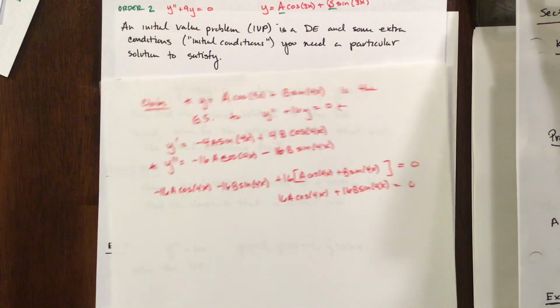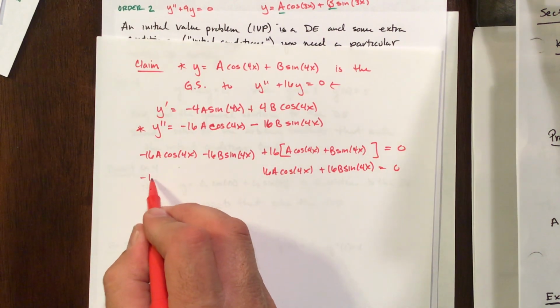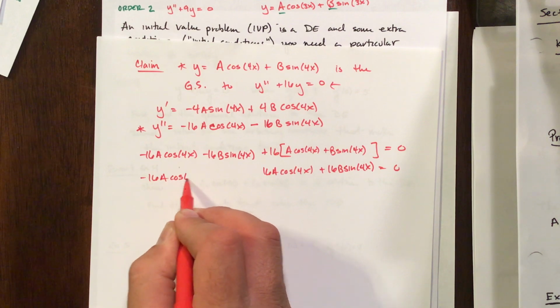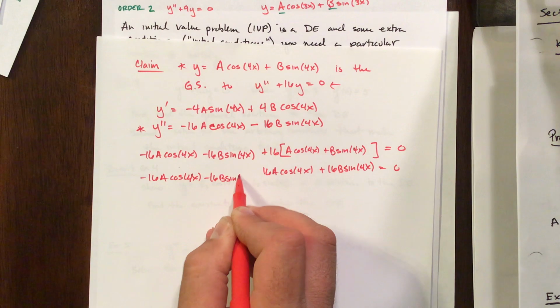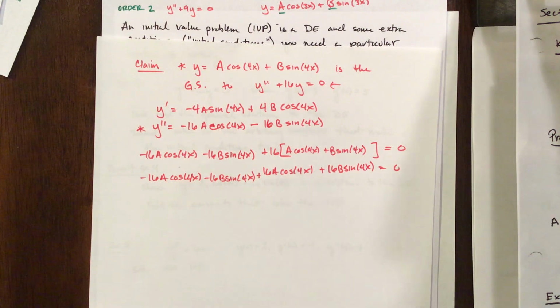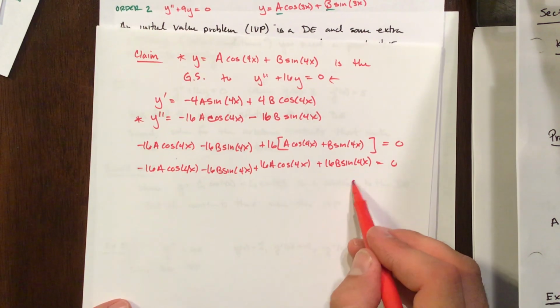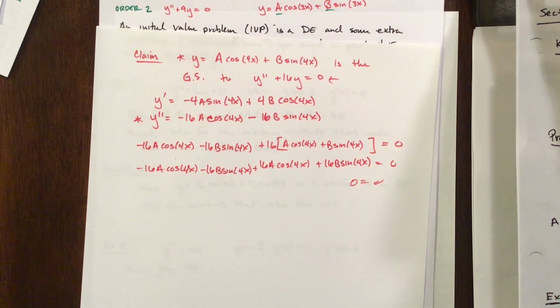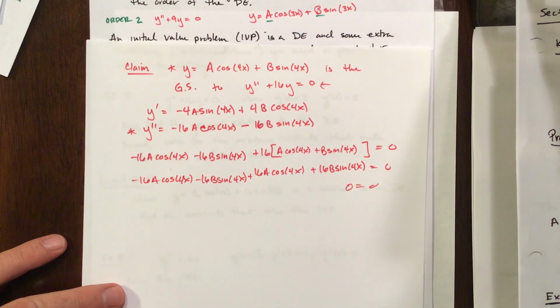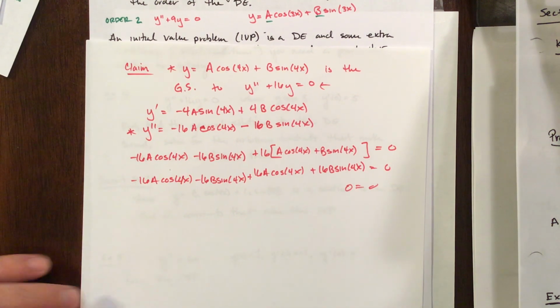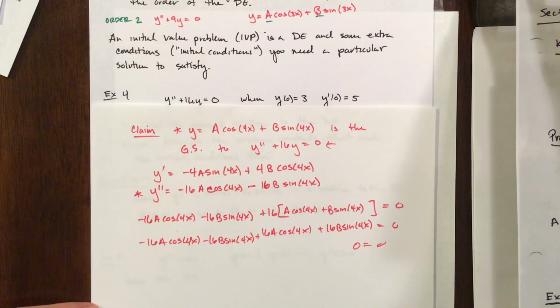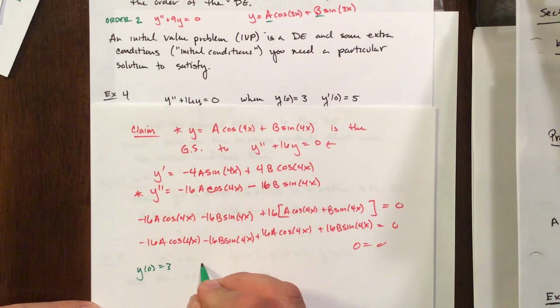That's equal to 0. What do we have on the left-hand side of the equation? Minus 16a cosine 4x and minus 16b sine 4x. And so the positives and negatives cancel each other out. You're left with 0 equals 0. So my claim was true that this is the general solution. Now, we have two initial conditions. One is that the y-intercept is 3. y of 0 is 3. And the slope at 0 is 5.